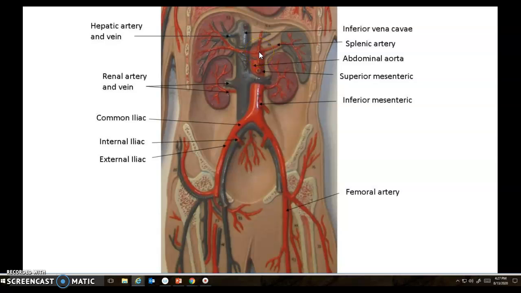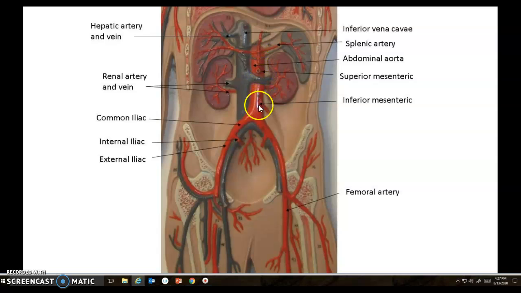From the celiac trunk, 3 branches come out. We studied that, yes? So one goes into the what? Into the liver. One goes into the spleen, and one goes into the stomach. So this origin is the celiac trunk.